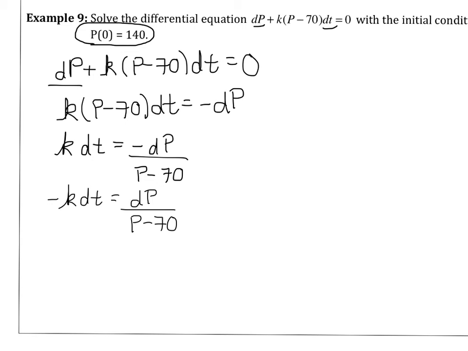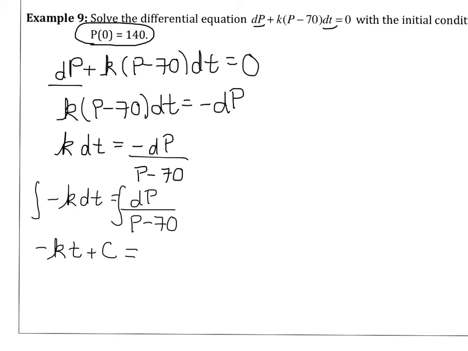Okay, now we can go ahead and integrate both sides. My variables have been sufficiently separated. So integrate the left, integrate the right. The antiderivative of negative k dt, well, the negative and the k are both just constants, so that will just integrate to negative k t. I'll put my plus c on this side since this side is like my x side and the right is like my y. Okay, and then on the right, I will integrate dp over p minus 70.